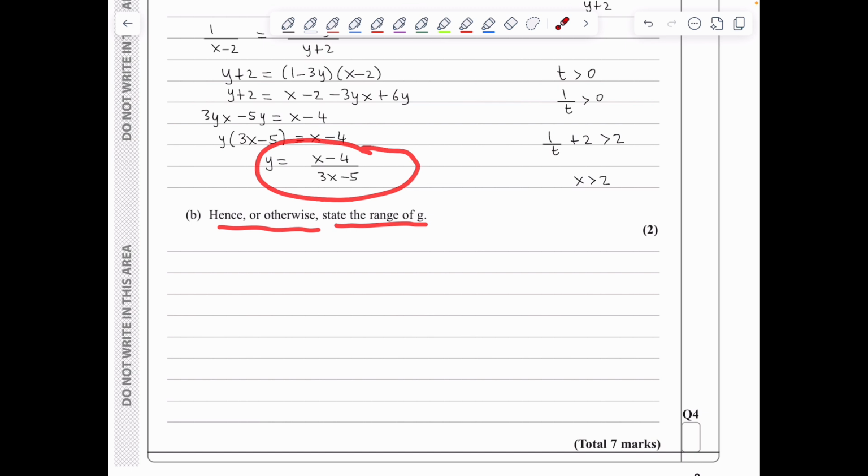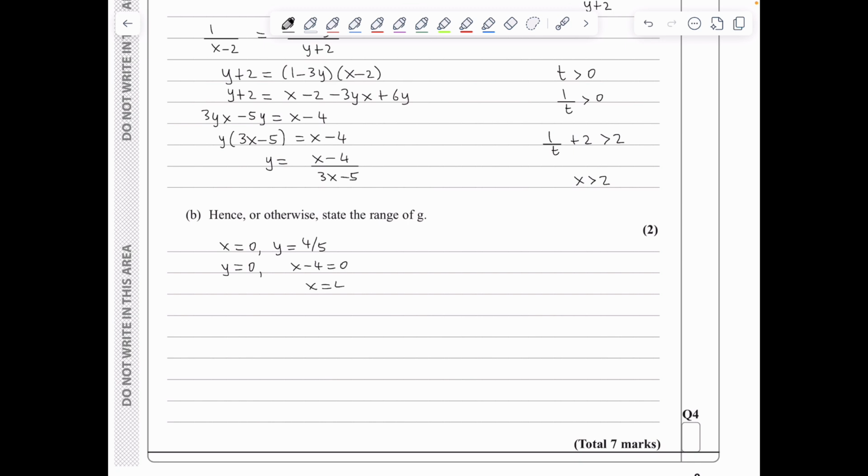I will then apply the restriction that x is greater than 2, and I'll be able to see the range of g, the output of g. So the first thing to do is substitute x is 0, and we see that when x is 0, we get that y is equal to 4 over 5. I will then substitute y is 0, so I'm finding the cuts on the axis. This leads to x minus 4 is equal to 0, and then x is 4.